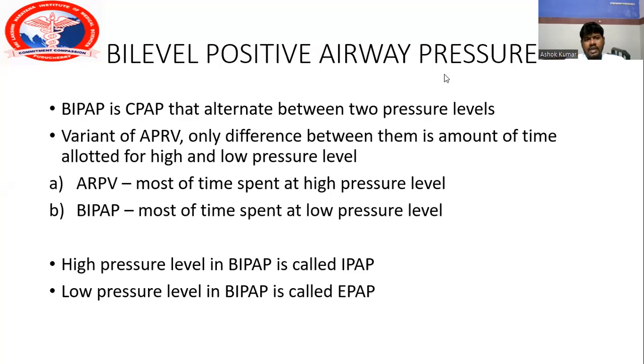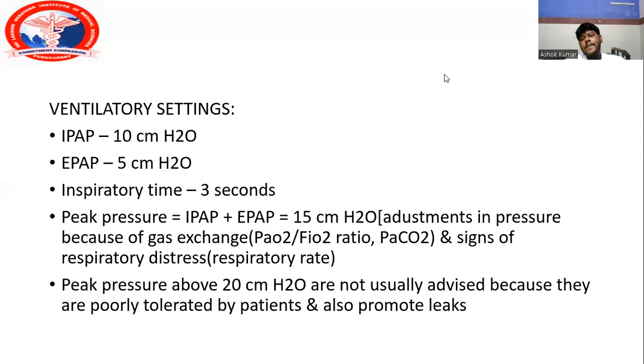Next, bilevel positive airway pressure. It is continuous positive airway pressure that alternates between two pressures. It is a variant of airway pressure release ventilation. The only difference between them is the amount of time allotted to the higher and lower pressure levels. In airway pressure release ventilation, most of the time is spent at the higher pressure level, while in bilevel positive airway pressure most of the time is spent at the low pressure level. The high pressure level in BiPAP is the inspiratory positive airway pressure, and the low pressure level is the expiratory positive airway pressure.